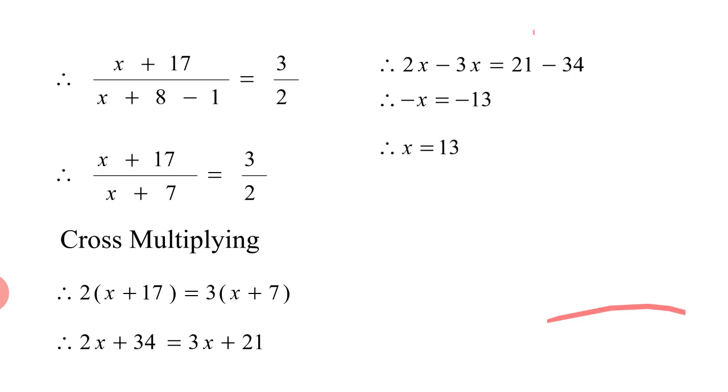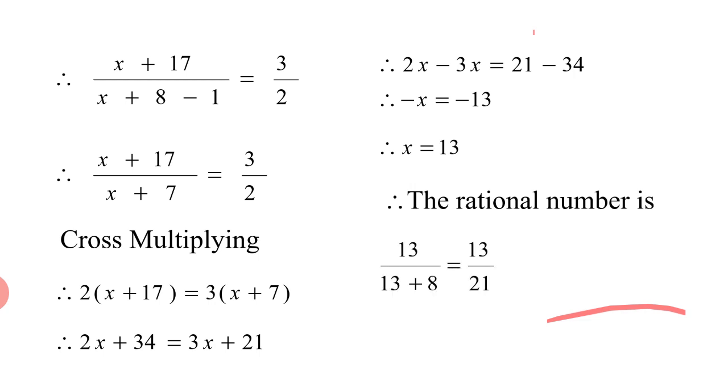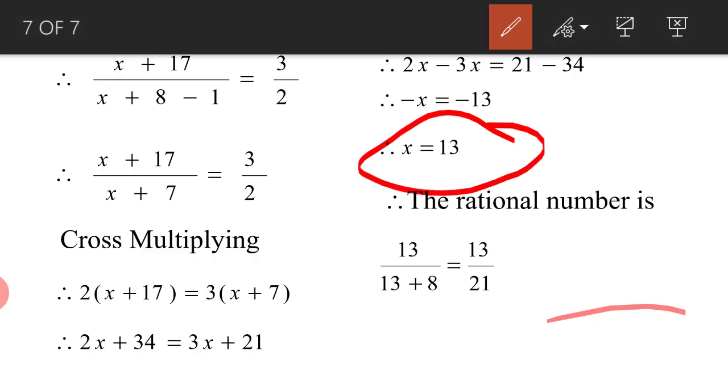Now is it the final answer? X is the numerator, it is not the rational number, and we have to find out the rational number. So therefore the rational number is 13 upon 13 plus 8, that is equal to 13 upon 21. Mostly all students stop their solution at this particular point, x is equal to 13, which is wrong. We should always read the question to see what we need to find out. In the question they are asking to find out the rational number. So you must go for the rational number.